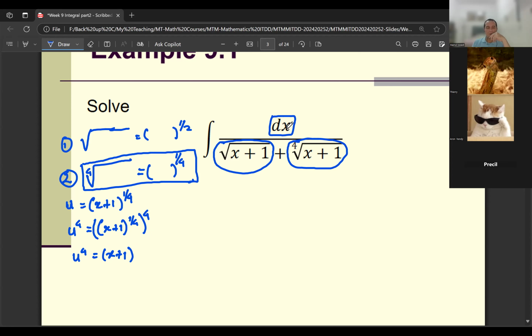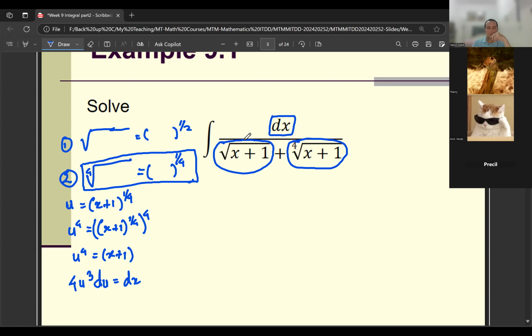We need dx. How to get dx? We differentiate both sides, and on the left we will have 4u^3 du, and on the right we will have dx. So dx can be replaced by 4u^3 du.